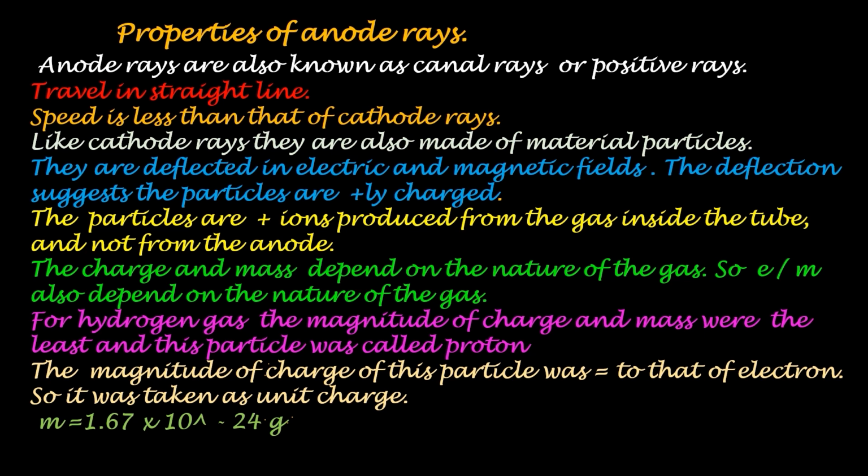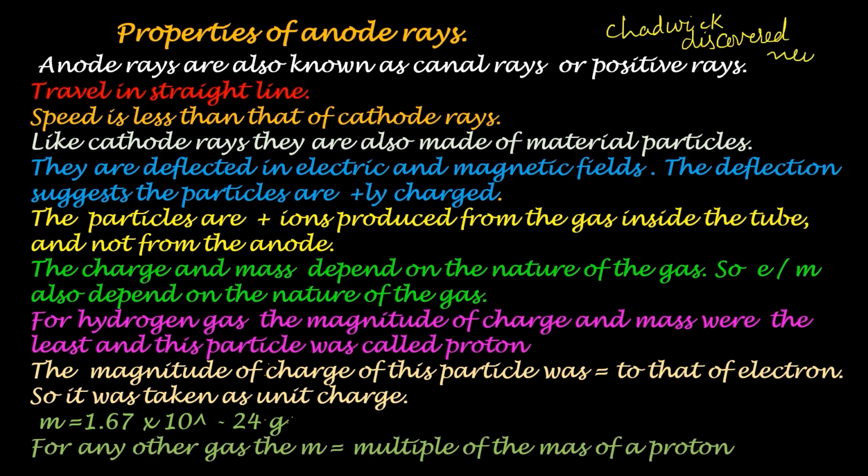Further experiments proved that electrons and protons are the fundamental particles. Later on, the presence of neutrons, a neutral particle, was also discovered by Chadwick with mass equal to that of proton. For any other gas, the charge and mass was found to be a multiple of these fundamental particles.